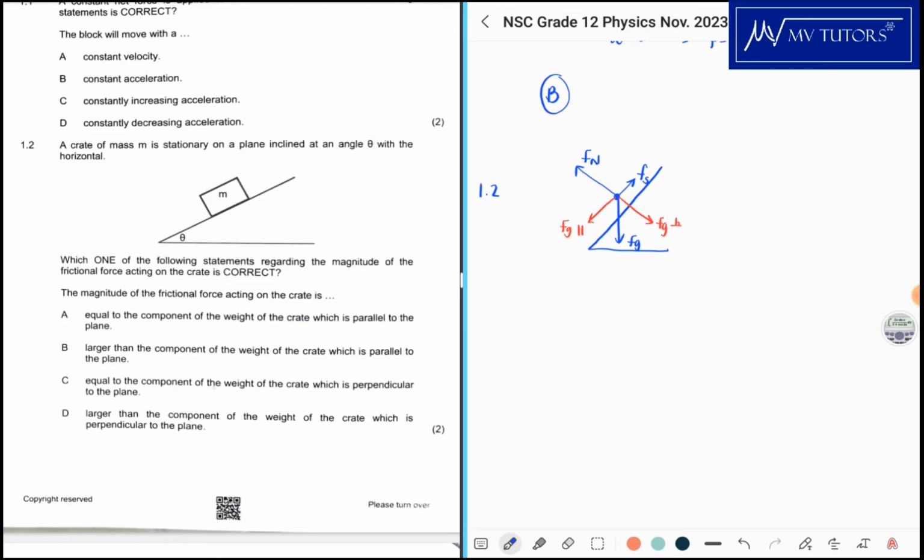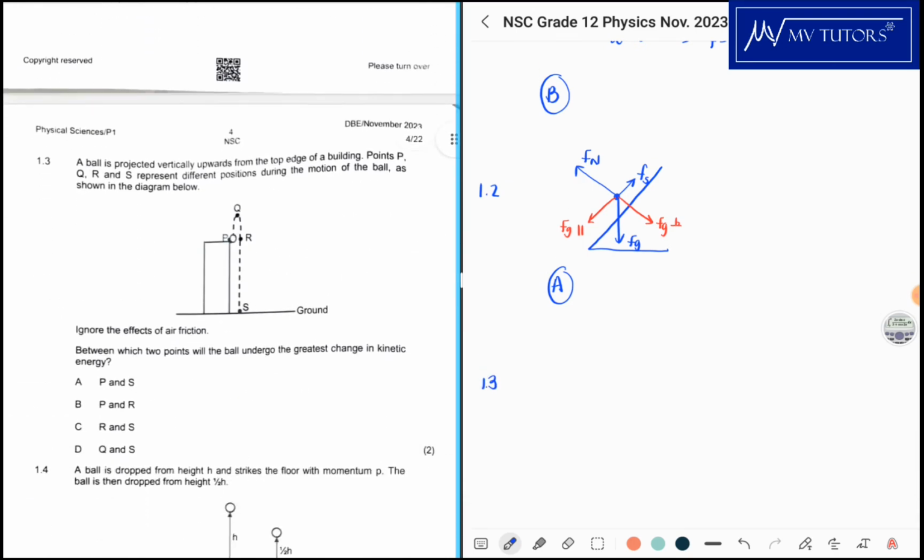C, equal to the component of the weight of the crate which is perpendicular. No, that is the normal force. And D, larger than the component of the weight of the crate which is perpendicular. No. So we're just looking at the parallel component, and it must be equal to. So I would go with A.